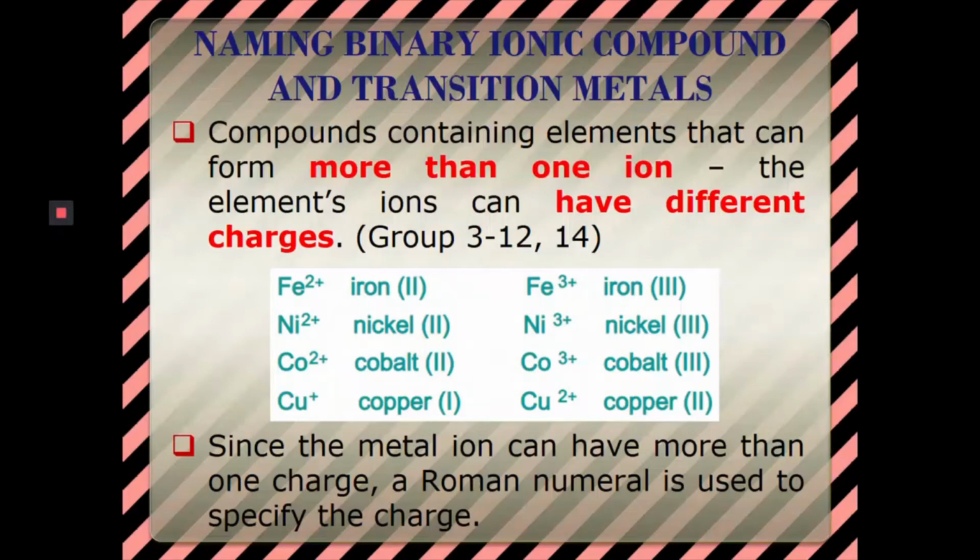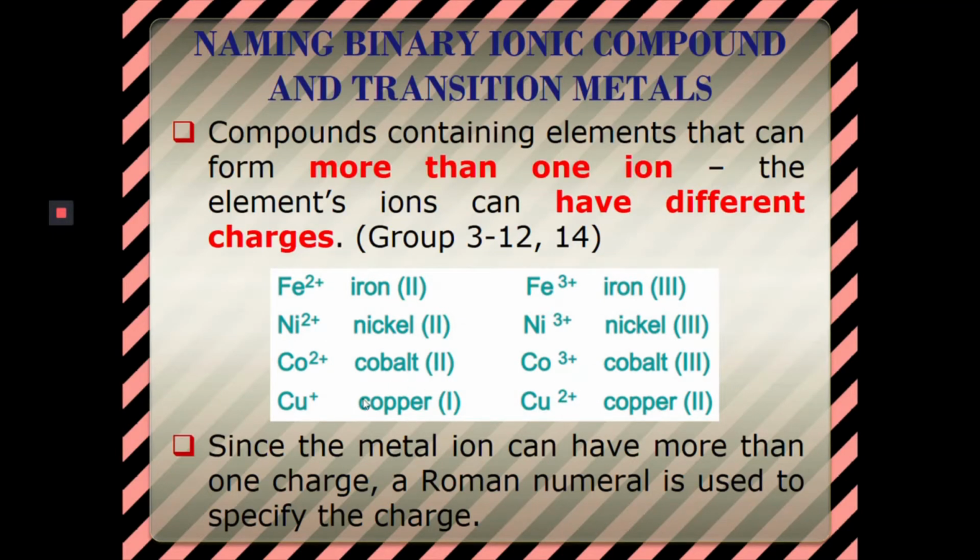Alright, so next let's see how to do the naming for the binary ionic compound and transition metals. This compound is where the metal ion has two or more possible charges. For example, here I have iron: iron 2 plus and iron 3 plus. We have copper 1 plus and copper 2 plus.